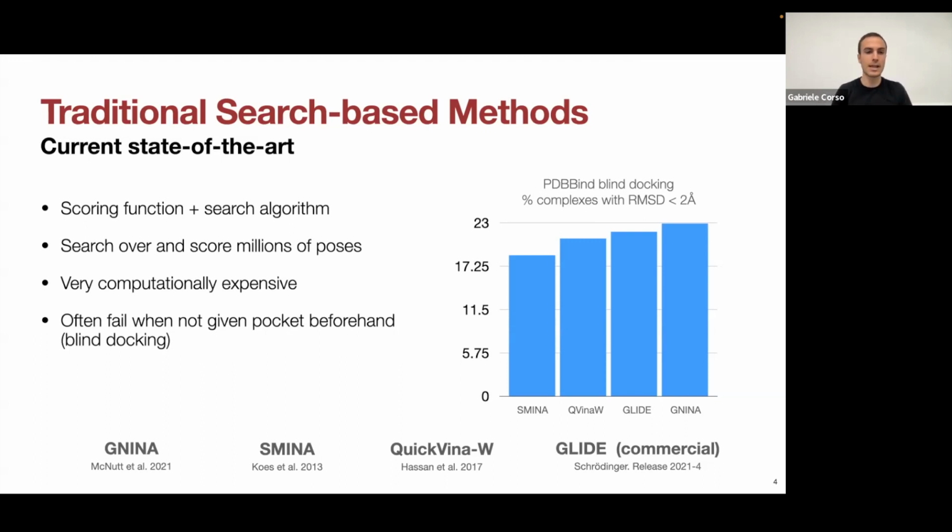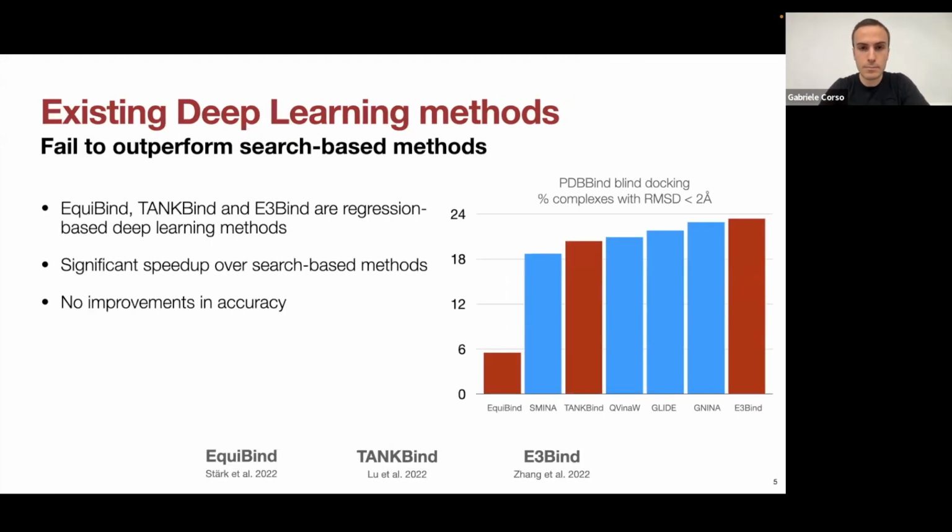Now, the problem with this is that the search space is incredibly large. And so these methods are not really doing a blind search, but traditional search methods kind of fail to find a good pocket, a good pose.